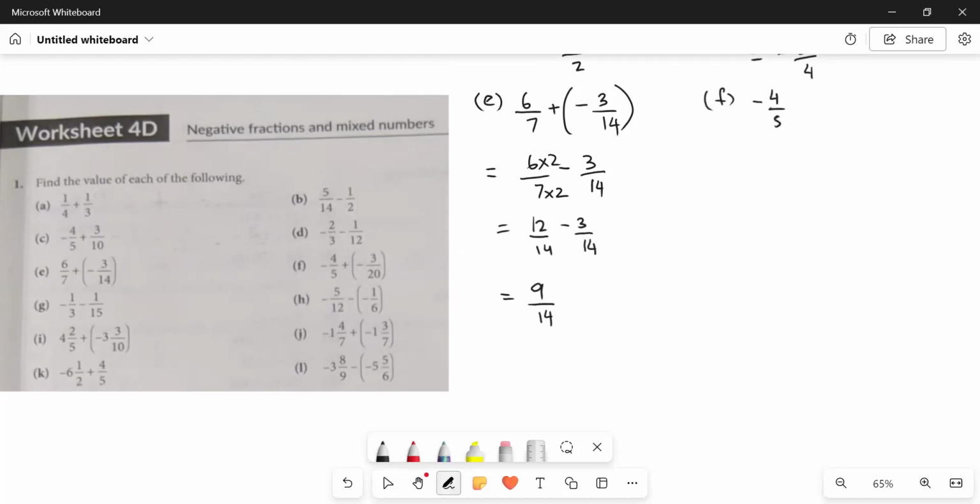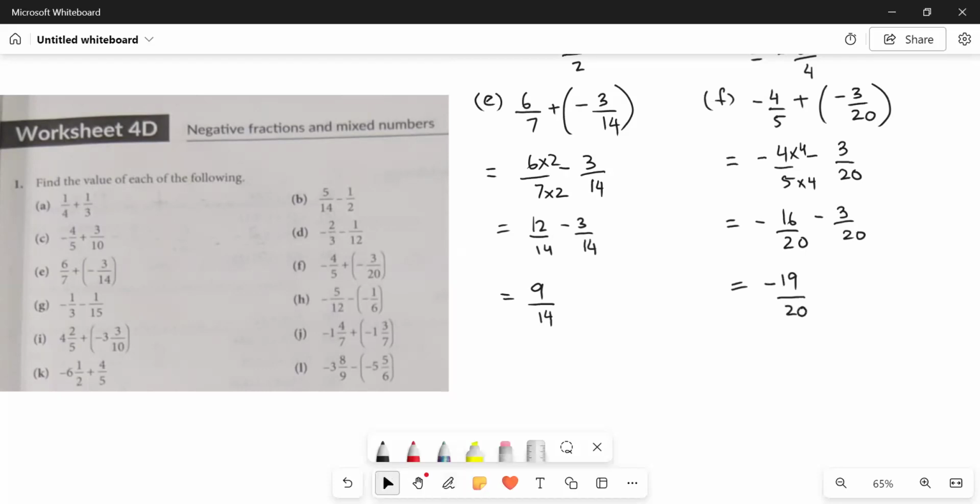Minus 4 upon 5 plus minus 3 upon 2. So the first thing is to change the plus minus sign into minus, and it would be minus 3 upon 2, right? Now the denominators are different. We will multiply 5 by 4 to make them similar. Minus 16 upon 20 minus 3 upon 2. Minus minus plus. So 16 plus 3 is equal to 19. And the sign of the greater number is negative. So it would be minus 19 over 20.